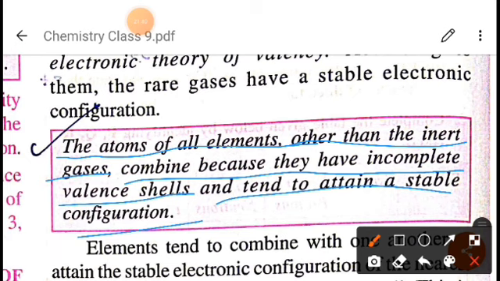Now, elements tend to combine with other elements to attain a stable electronic configuration of the nearest inert gas, which is 8 electrons in its valence shell, and this is known as the octet rule. As you can see, it is written here.